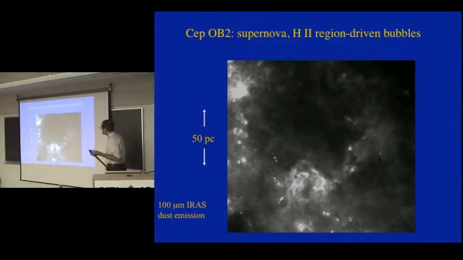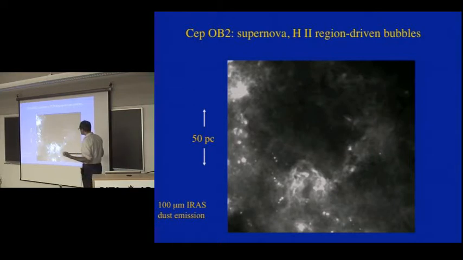And maybe a comment on age spreads. If you look at the extragalactic literature or various star formation theory papers, often what you read is that age spreads in star forming regions are 10 megayears or something like that. Okay, so here's an example. This is Cepheus OB2. There's an OB association in here. The bubble is blown by supernovae, HII regions, winds, and around at the rim.